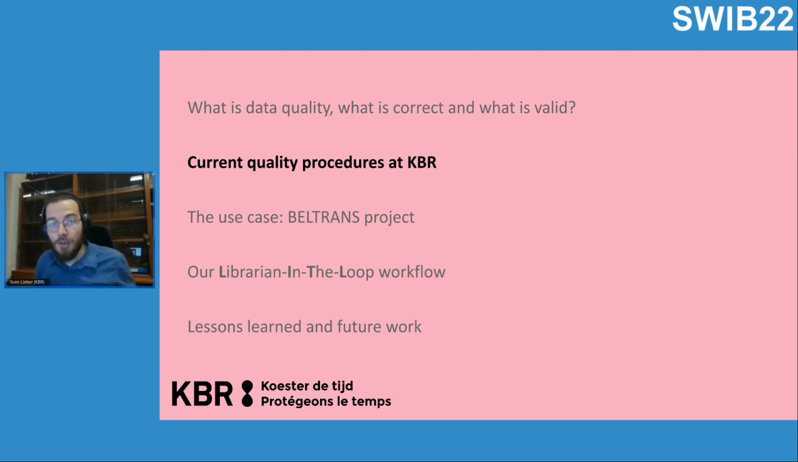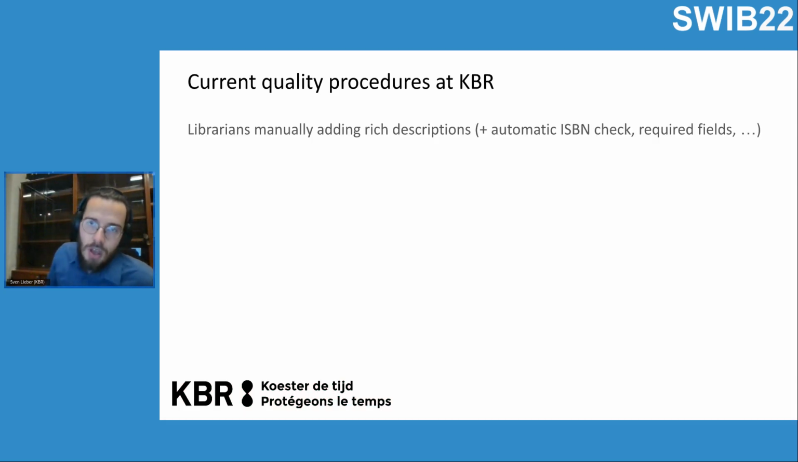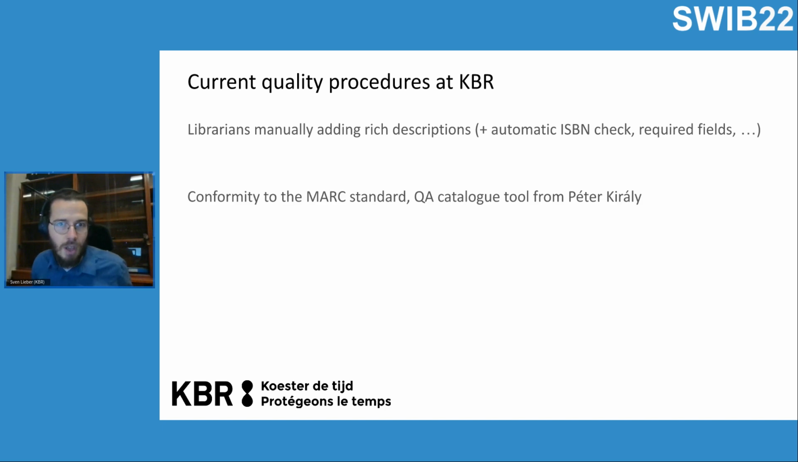So now we'll talk very briefly about current quality procedures we do at KBR. First and foremost, of course, our librarians who receive books, who catalog the books we might receive via legal deposit, add rich descriptions to the book in the MARC format. The tool they're using also already supports some automatic ISBN checks so that they have valid ISBNs, and they get notified what the required fields are, so we ensure a certain quality.